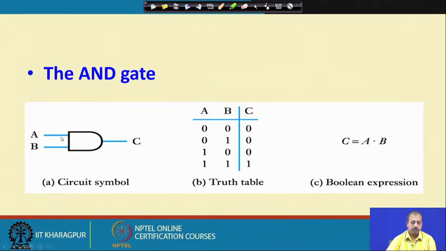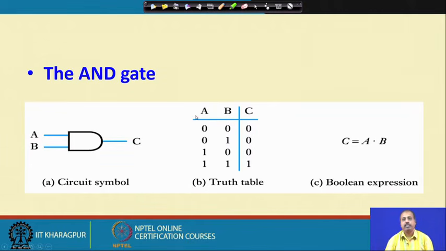There are 2 inputs coming to it and 1 output going out of it. An AND gate always has 1 output, but the number of inputs may be more. In this particular example, we have a 2 input AND gate. If there are more inputs, more lines will be connected to the input side. This is the input side, this is the output side. The same circuit symbol can be represented in the form of a truth table.